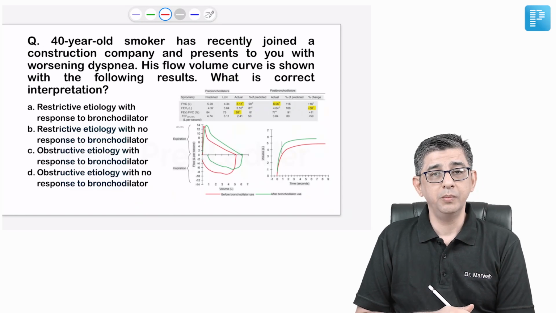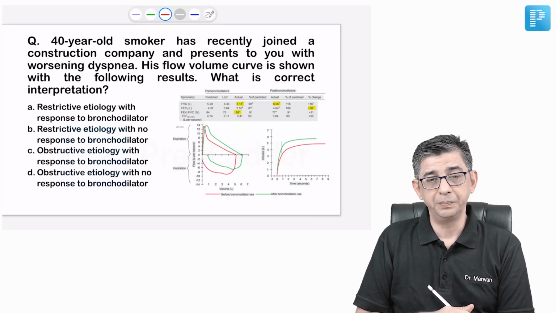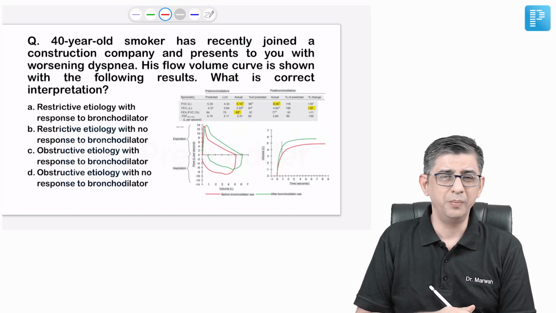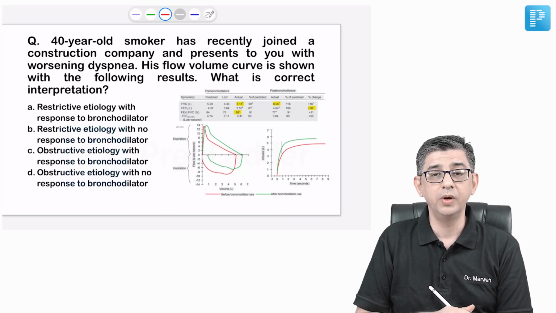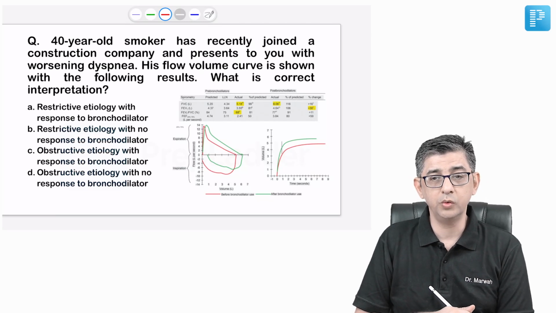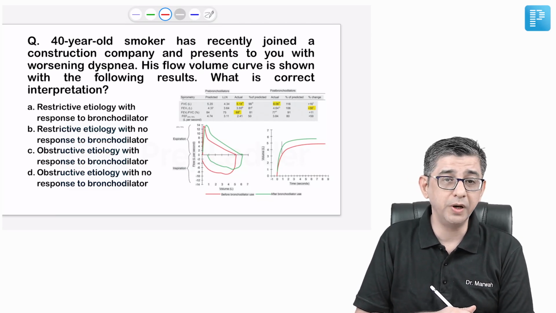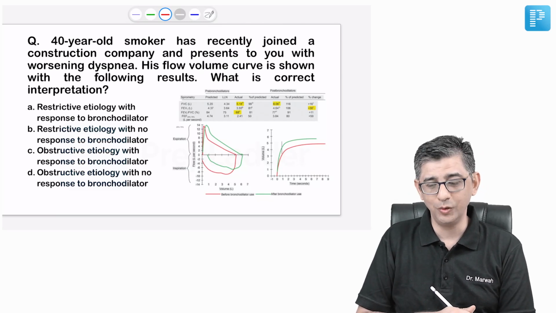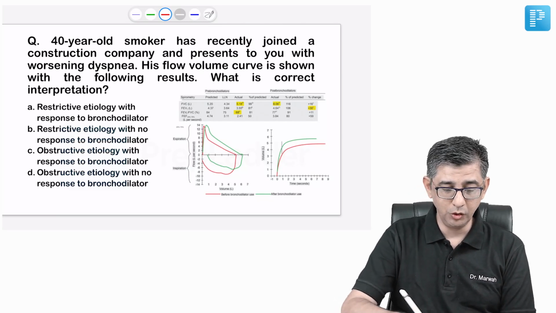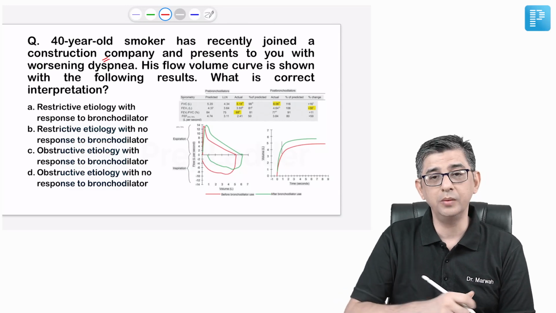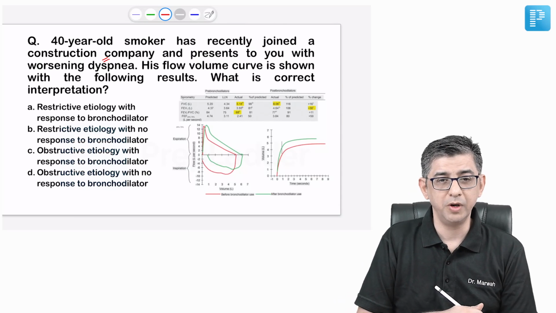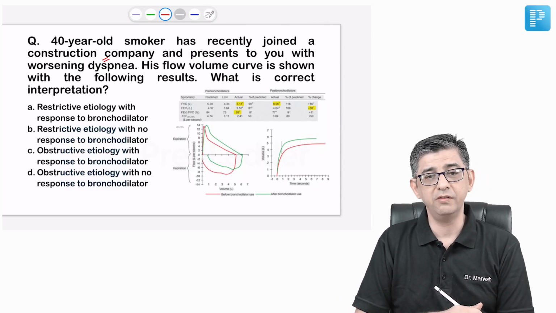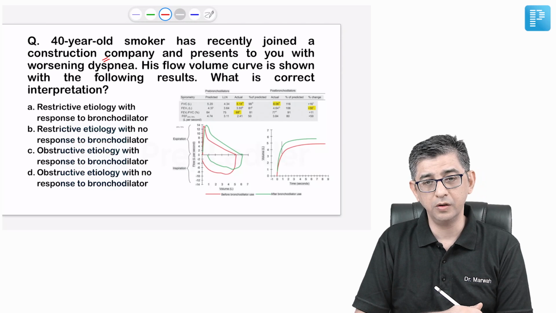The next question that came up was, I would say, a widely debated one again. A combination of physiology and medicine, and I am going to decipher it before you. The question mentioned a smoker who has recently joined a construction company. So he's trying to make you think, okay, this could be COPD, but at the same time construction company, you're thinking, oh man, it could be occupational lung disease that could result in pulmonary fibrosis as well. The patient is having worsening of dyspnea and the flow volume curve is shown with results as well.